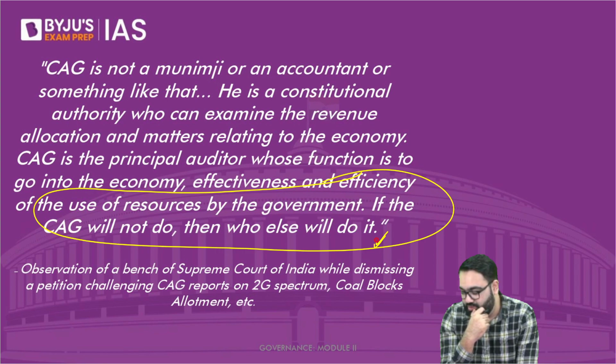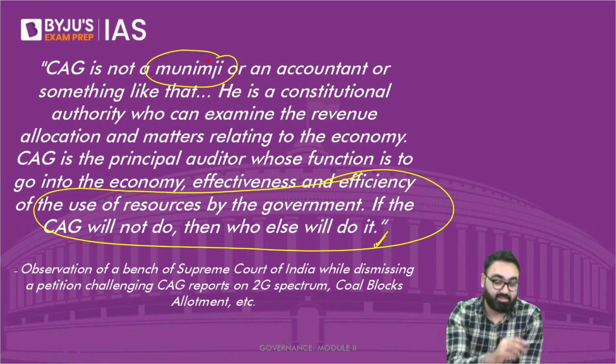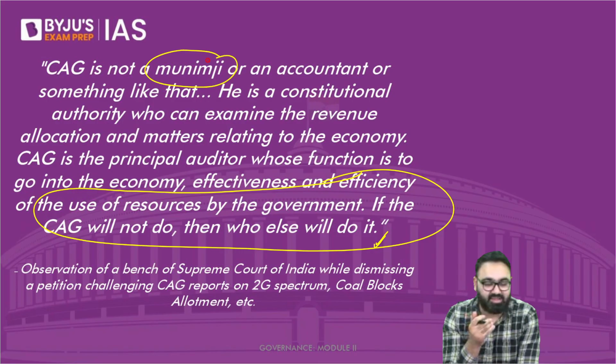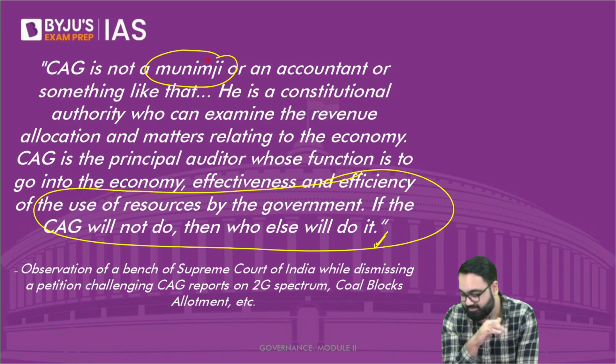Those who don't know what Munimji is, it's difficult to translate. If you see old movies, when there's a very rich person, a zamindar, they would have a personal accountant who would handle their money. That's called Munimji. So Harshit is saying like a CA. Harshit, that would be giving too much respect to Munimji. I don't think Munimji would be a CA, and CAs would be very angry with that. So I would not say Munim.